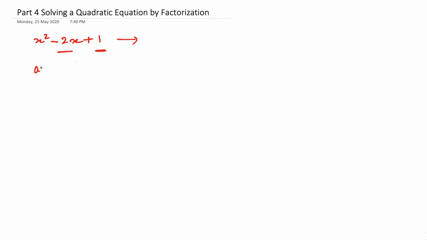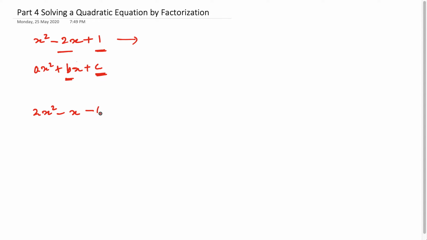Okay, so if you have ax square plus bx plus c, the constant term denotes the product of the roots and the middle term denotes the sum of the roots. But before you do this exercise, you have to divide the whole thing and ensure that x square is independent. Okay, let's take this as an example. After this we'll take another example, which will be 2x square minus x minus 6 equal to 0.